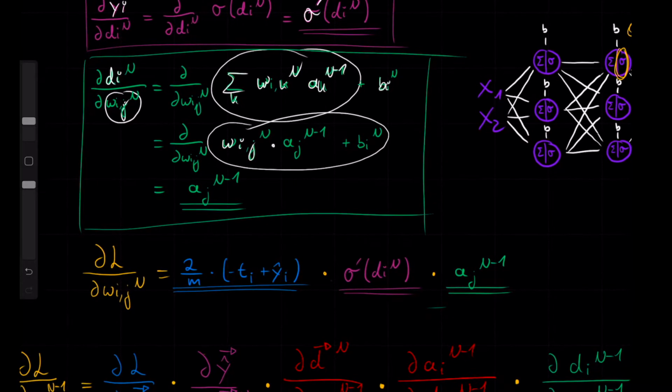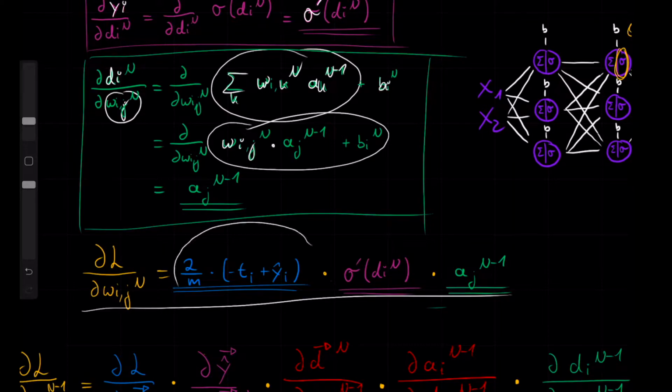Okay, and then we can put this all together. And now we have to make one crucial observation. Because in this part here, you can see no j. There are only these i's here.